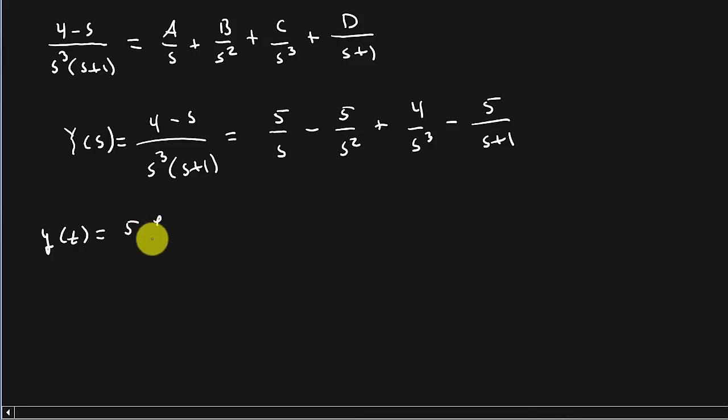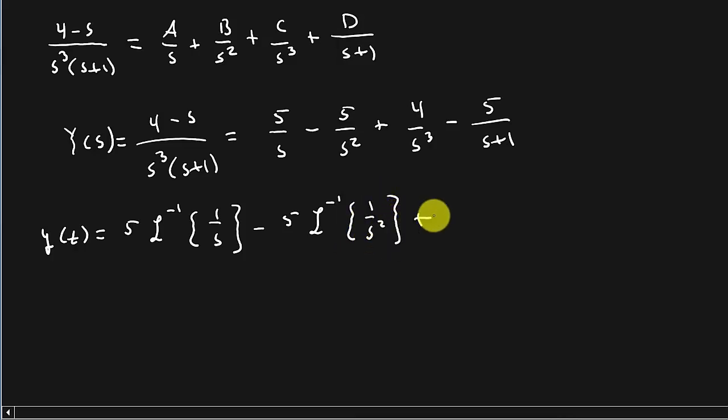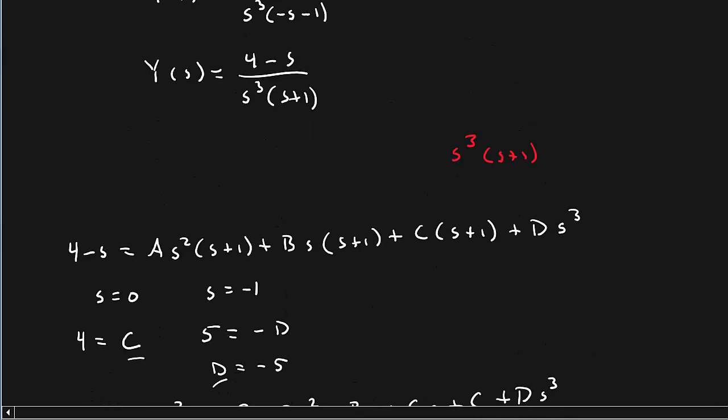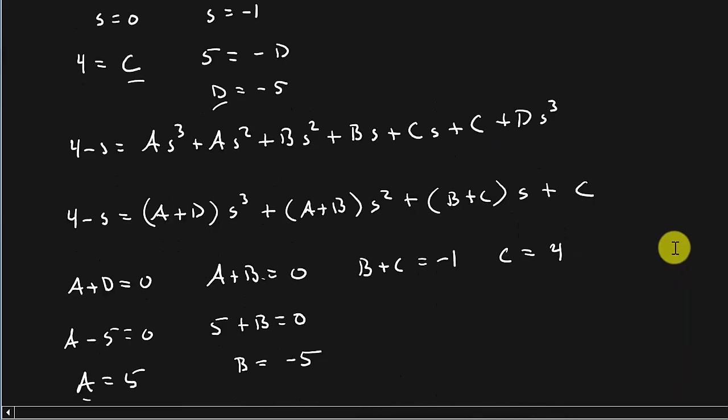So that's going to be 5 times the inverse Laplace of 1 over s. I'm bringing the constants out. And so then that's going to be minus 5 times the inverse Laplace of 1 over s squared. Plus, now, let's look at this right here, this s cubed. Let me bring my chart down here.